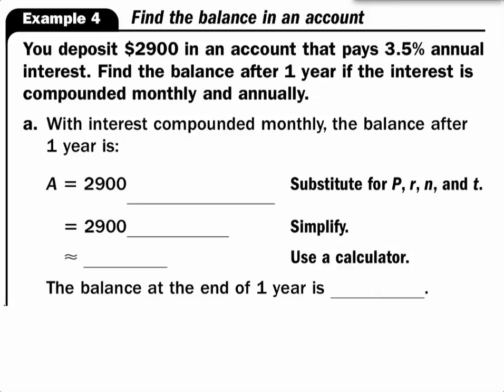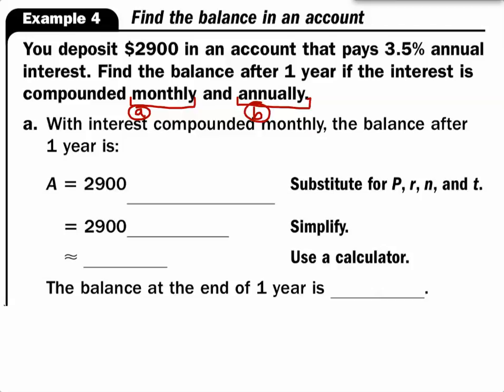Find the balance in an account. It says you deposit $2,900 in an account that pays 3.5% annual interest. Find the balance after 1 year if the interest is compounded monthly and annually. First of all, in terms of structure, you'll notice they ask two things, one monthly, one annually. That's two different questions, and in the answers, monthly is part A and annually is part B.